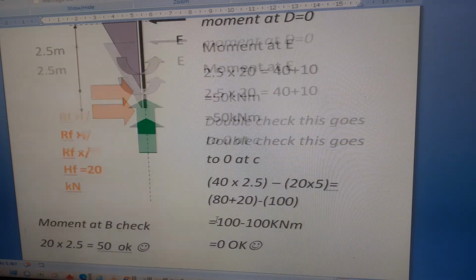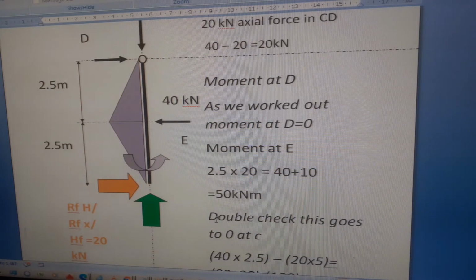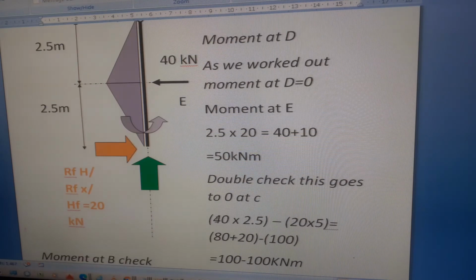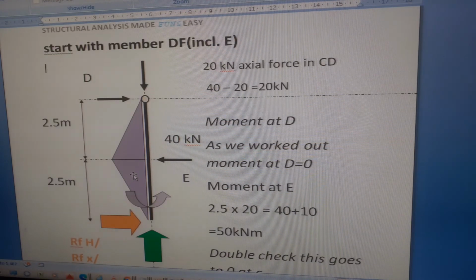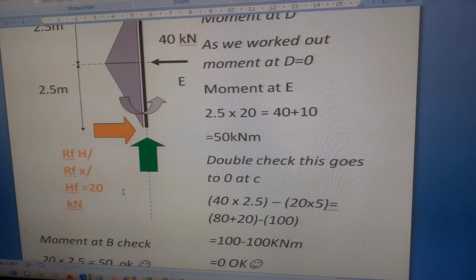Double check, and we can double check this goes to 0 at C. Yeah, we've already worked that out, haven't we? That was just taking moments about point D. 40 times 2.5 minus 20 times 5 equals 100 minus 100 equals 0. So it's all looking fairly good and straightforward so far. At E, the moment is 50 kilonewton meters.